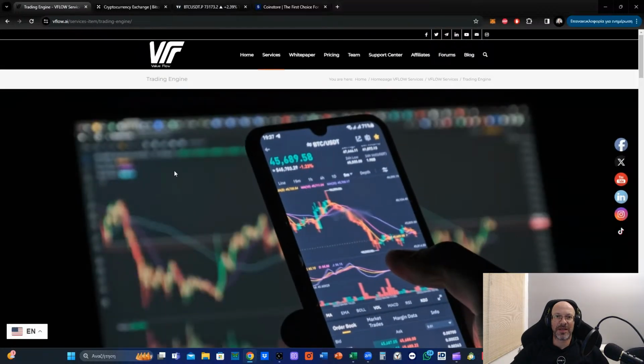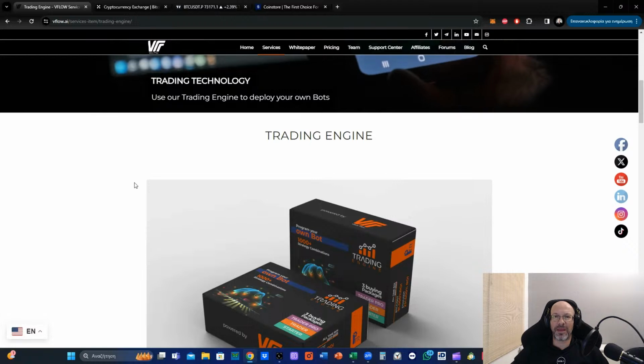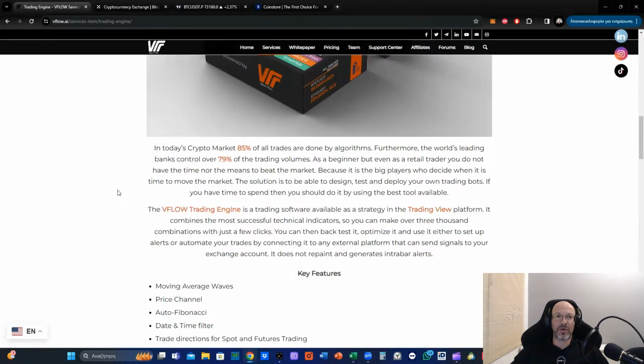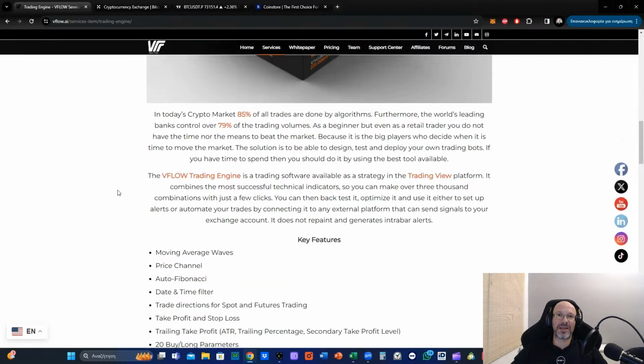So our trading engine is our trading software. It's based on our 10-year experience in cryptocurrencies. It's our software available on the TradingView platform. An important statistic which I always like to share is that 85% of all trades are done by algorithms, while 79% of the trading volume is controlled by leading banks.